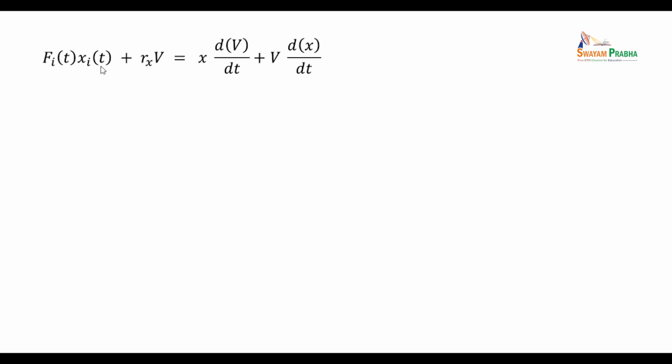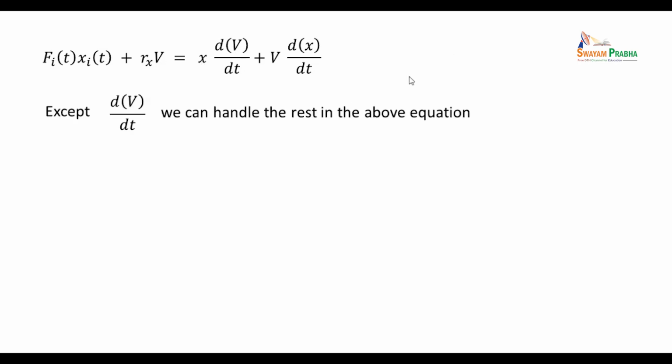So Fi as a function of t, xi as a function of t, first term, plus Rx into V. Here V is not a constant, right? So x into dV/dt plus V into dx/dt is the expansion of d(xV)/dt, right? So all these terms are still there. Except this term dV/dt, we can handle the rest of the terms. We know the inlet feed rate as a function of time, we know the inlet cell concentration as a function of time, we know the rate of cell formation, and we know the volume of the bioreactor. So this is the only term that we need to handle to get a handle on this equation.